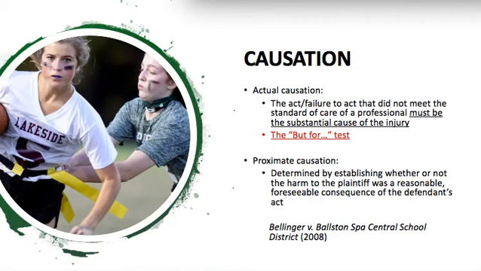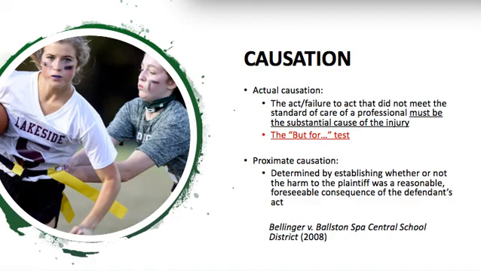All right, so the third element in a negligence claim is causation. So causation of the four elements is probably the most complex to explain and also apply in court. As you read in your textbook, there are essentially two different levels of causation that the plaintiff has to prove in order to be successful in proving causation. So the first of which is actual causation.